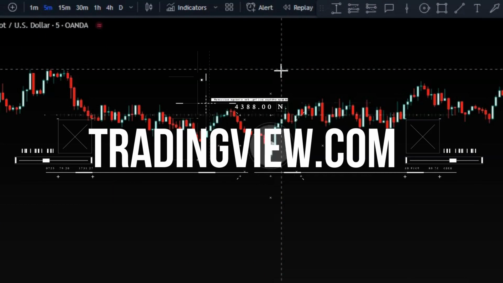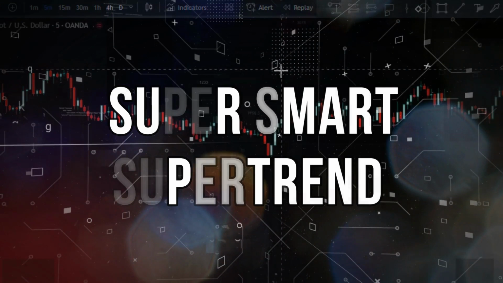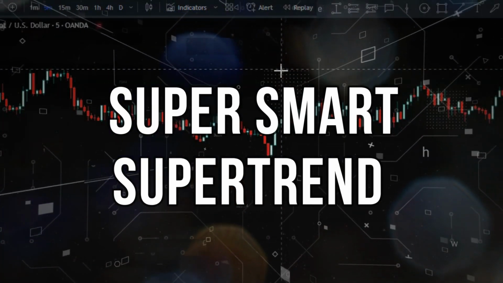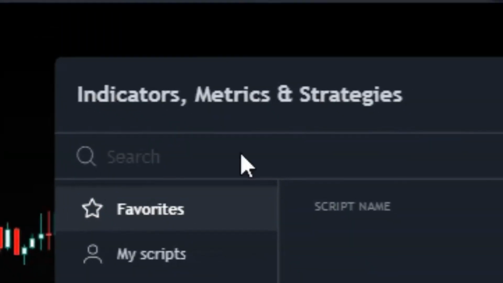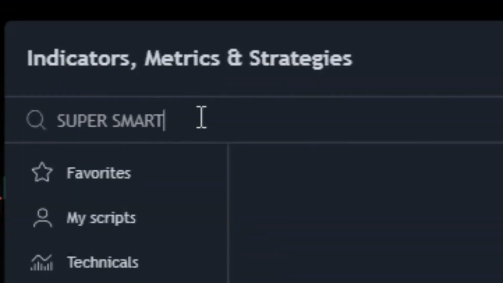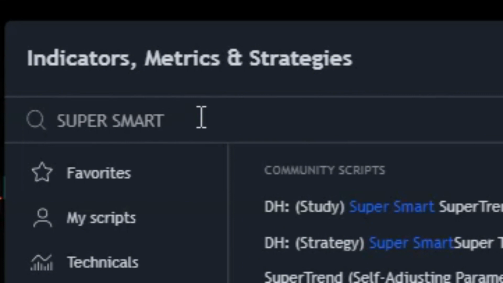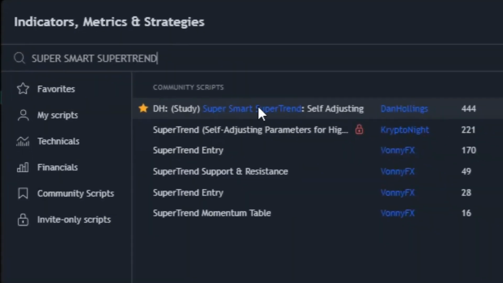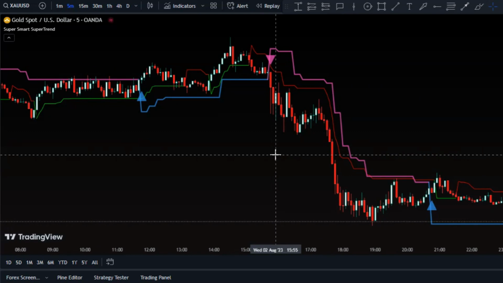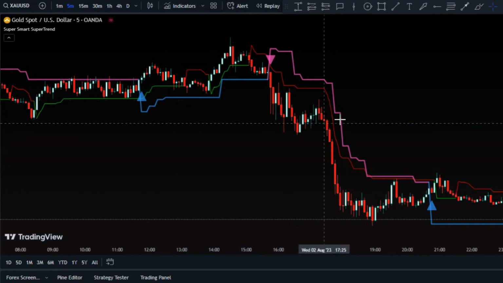Alright traders, listen up. On the TradingView platform, under the indicator section, search for and add the Super Smart SuperTrend Self-Adjusting Indicator. Then, to optimize the indicator, one by one, adjust the parameters like I did in the video.